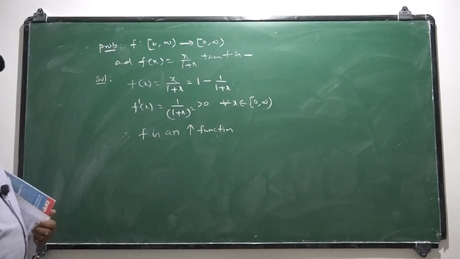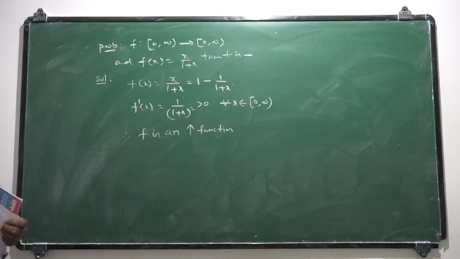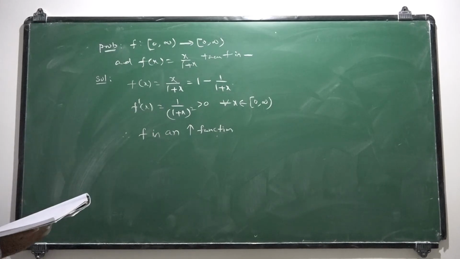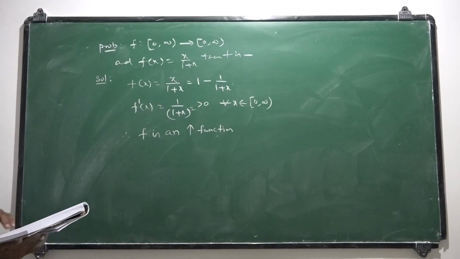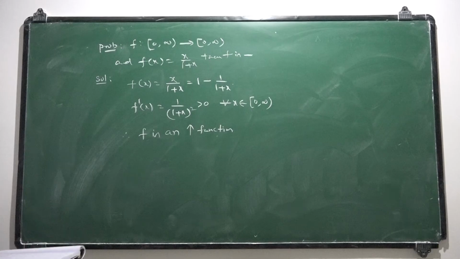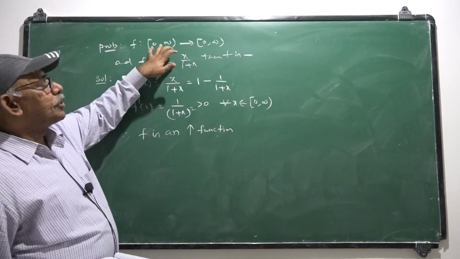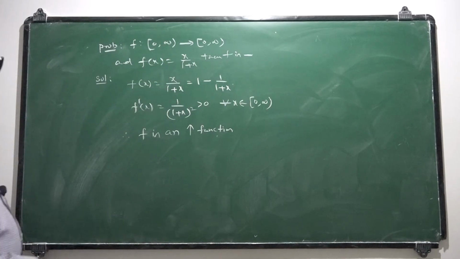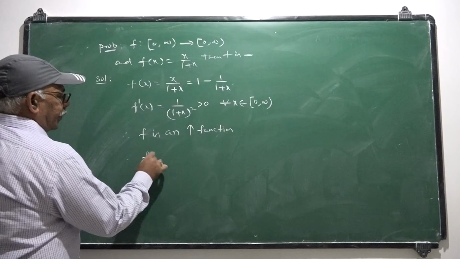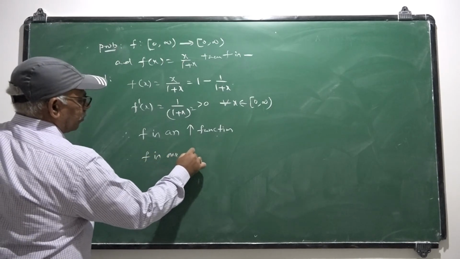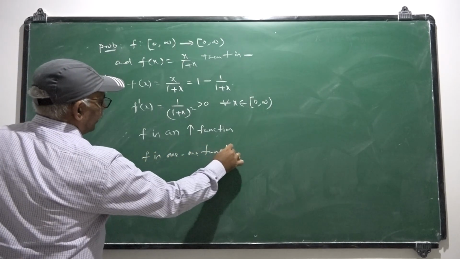Since f is an increasing function, it is clearly one one. It is clearly one one. Moreover, x does not take the value of course minus 1. There is no minus 1 here. Okay. So therefore, f is a one one function.